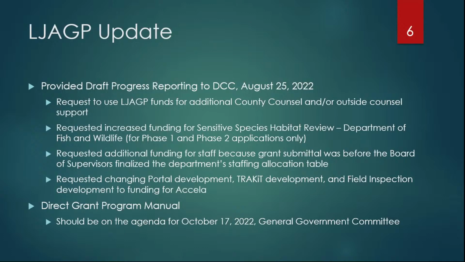We are still on our timeline to have the direct grant program manual, which will include an application, on the agenda for the General Government Committee on October 17. We're hoping to put the item on the Board of Supervisors agenda for the next day. So we're still looking at mid-October to get the materials finalized for the direct grant portion of LJAGP.